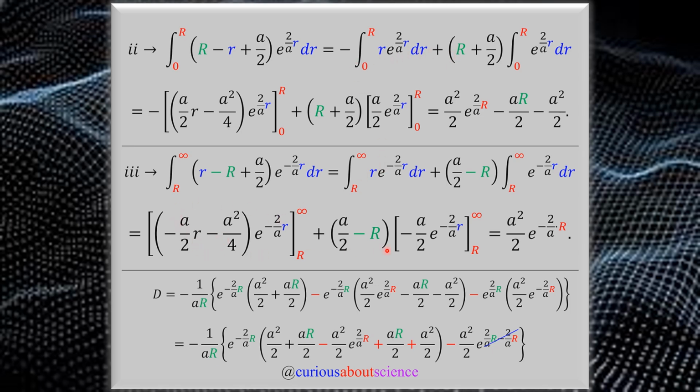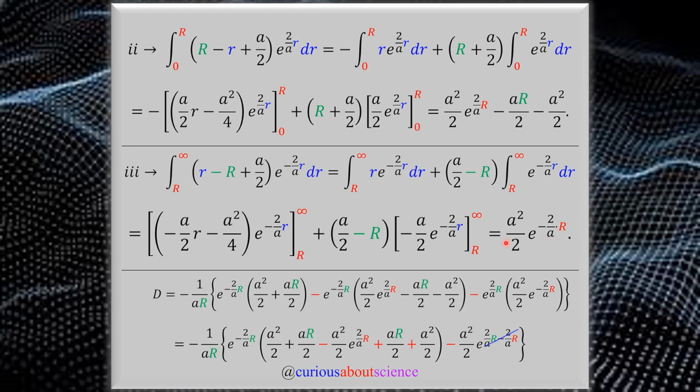Antiderivative, integration by parts, another u sub. We have the same kind of process here. Thankfully, with the infinity, a lot of these exponentials go to 0, so we don't have to worry about the r terms. And that simplifies to a squared over 2 with an e to the negative 2a times r.